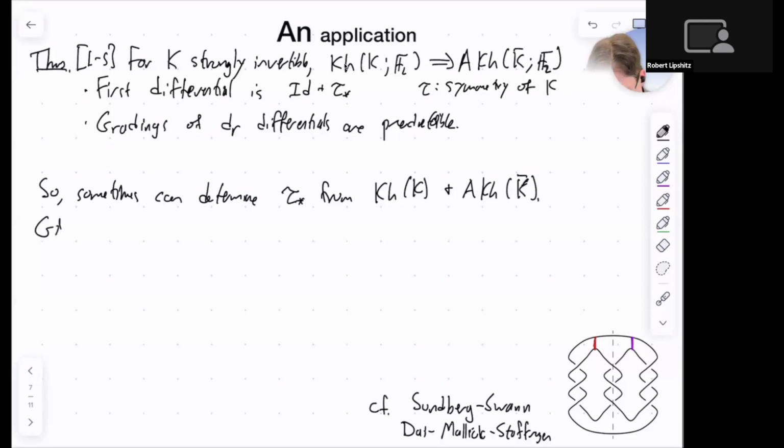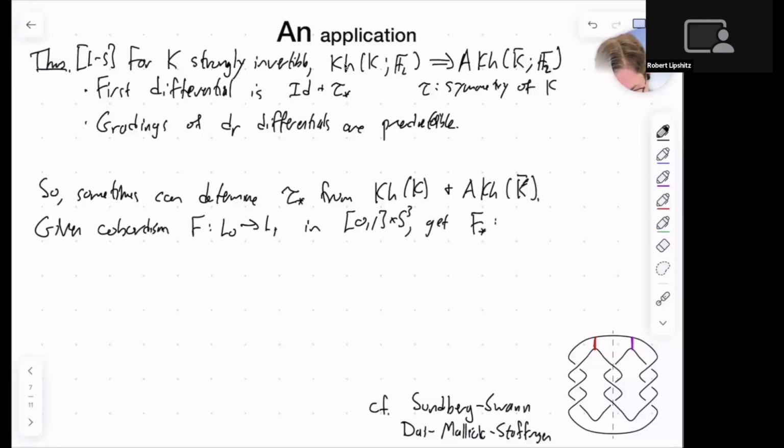Okay, the second ingredient I need to get an application is a relation to cobordisms. Given a cobordism of knots, so that's a cobordism from, or links from one link to another. So that's a surface in [0,1] cross S3. There's an induced map on Khovanov homology, map F lower star from the Khovanov homology of L0 to the Khovanov homology of L1.